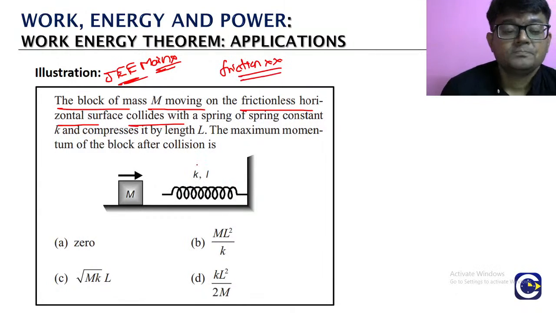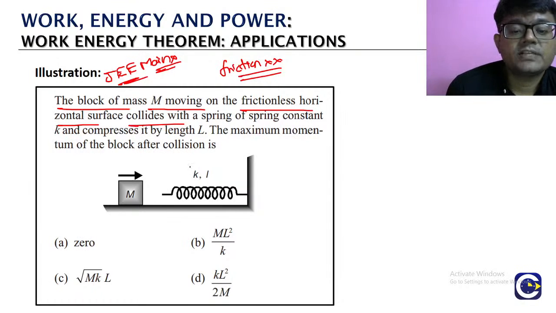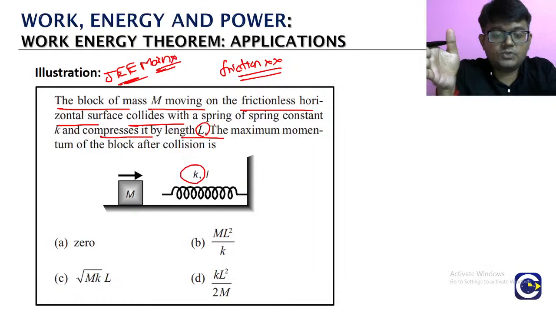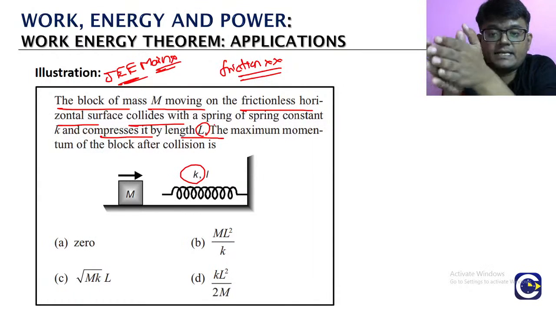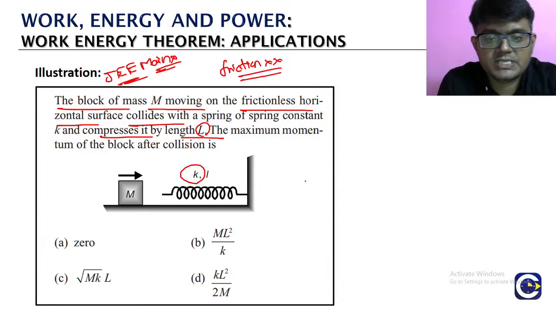There is no friction here. The block collides with a spring of spring constant k and compresses it by a length L. This means L is our maximum compression. So when the block is colliding and then compressing the spring, L is the maximum compression.